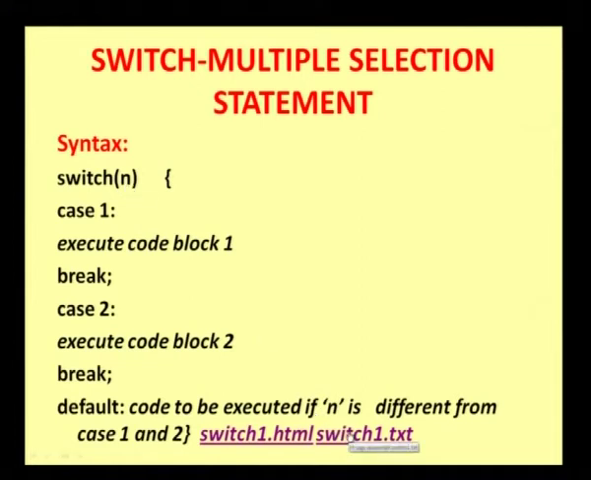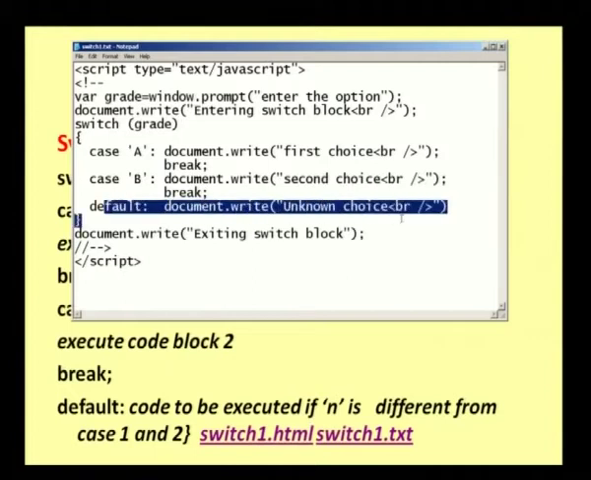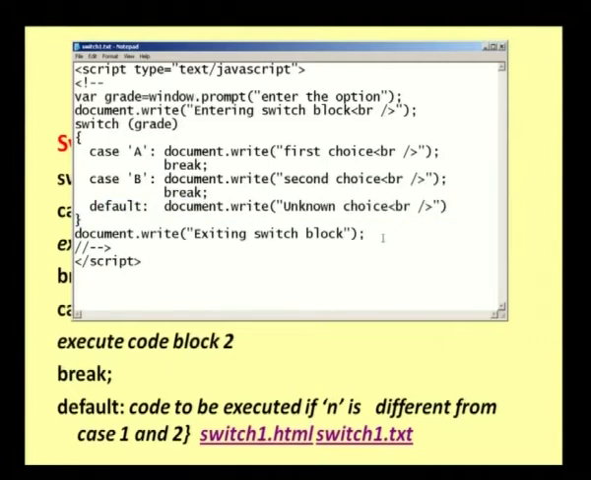So let us see an example program for this. I am entering the grade. Grade is a variable. If I enter A, the document.write will print first choice. That is, we have entered the first condition and we have the first choice, and if we enter B, then the second choice will be printed. If you are not giving any value for grade as A or B, then the default case, document.write unknown choice, will be executed. If all the cases fail, then the last statement default will be executed.